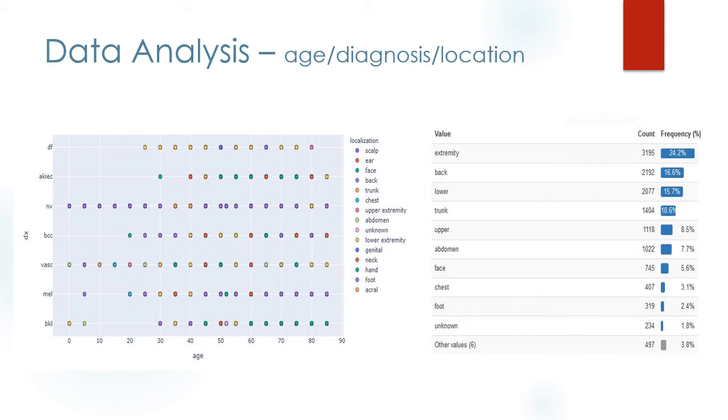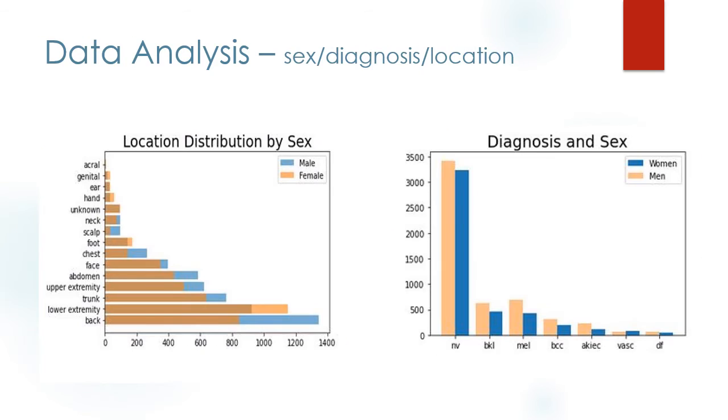Next, I inspect the diagnosis and the location of the lesion. We see that most of the lesions are located on an extremity at 24.2%, lower extremity at 15.7%, and upper extremity being at 8.5%. You can also see that lesions are discovered on patients' backs about 16.6% of the time. These charts show the gender of the patients in association with the number of lesions diagnosed and the location of the lesions. We can clearly see in these charts that men have more lesions in all categories than do women.